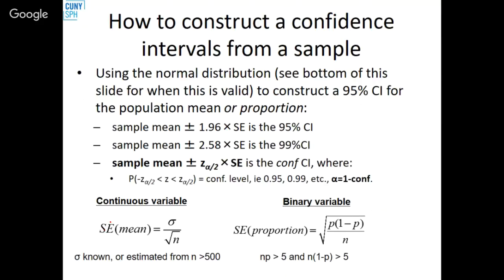And then you convert these z-scores using the standard error of the mean, which is sigma over square root of n for a continuous variable, or this for the binary variable.